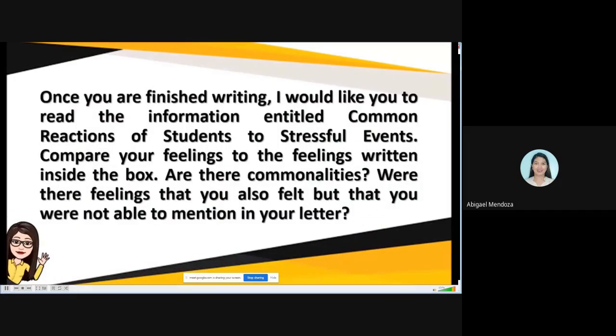Once you are finished writing, I would like you to read the information entitled Common Reactions of Students to Stressful Events. We already discussed it in this module. Compare your feelings to the feelings written inside the box. Are there commonalities? Were there feelings that you also felt but that you were not able to mention in your letter?